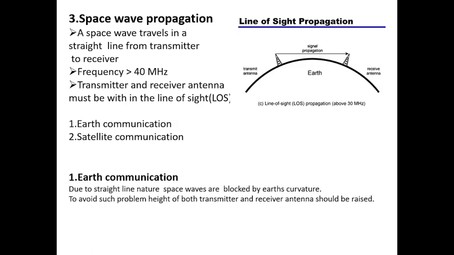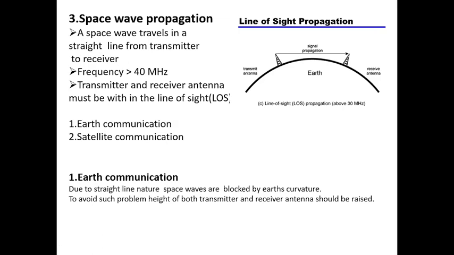Space wave propagation. In this space wave, the waves travel from the transmitter antenna to the receiver antenna in a straight line path. Observe here, the transmitter antenna and receiver antenna must be in the same line of sight, because the space waves travel in a straight line. That is the condition for space wave propagation.